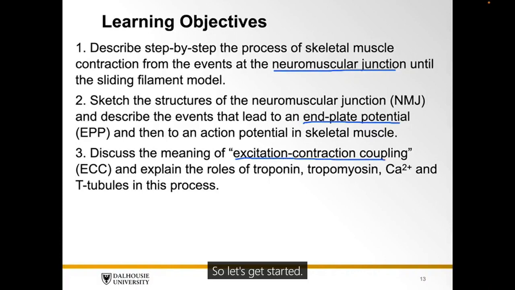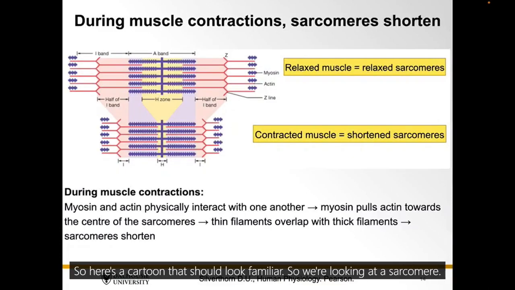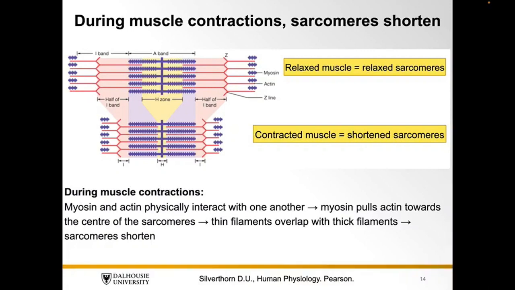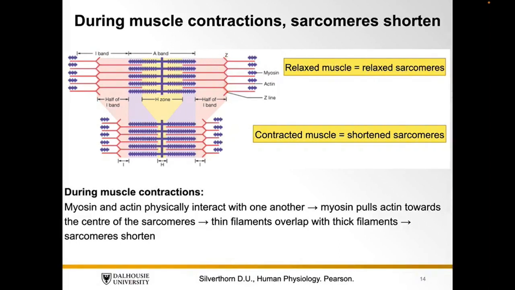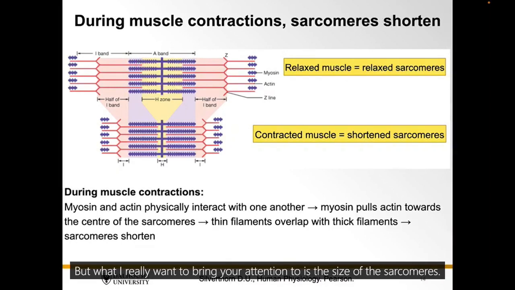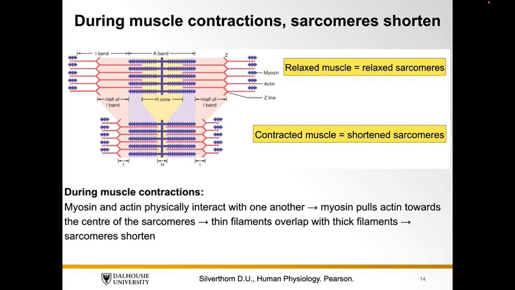So let's get started. So here's a cartoon that should look familiar. So we're looking at a sarcomere. So remember that a sarcomere goes from a Z disc right here to another Z disc right here. And as we're accustomed to, we see the actin in red on the outside of the sarcomeres and the myosin in purple in the middle of the sarcomere. But what I really want to bring your attention to is the size of the sarcomeres. So sarcomeres can lengthen and shorten.